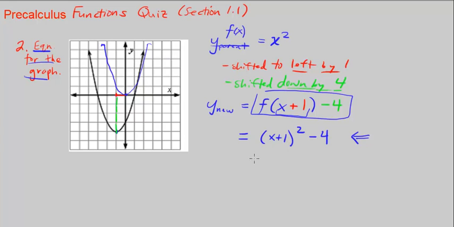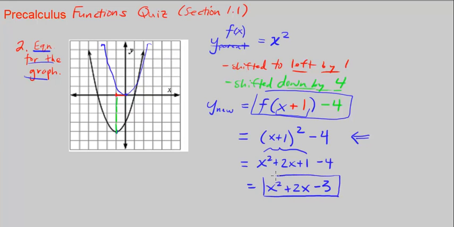But we can simplify this. We can distribute x plus 1 times x plus 1, and we can use the box method, or we can just use FOIL, any method we want, but we get x squared plus 2x plus 1. And then remember the -4, and then combine like terms, we get x squared plus 2x minus 3. Okay, so right there is the simplified version of our equation for the graph here in black. Okay, so this is the end of number 2.